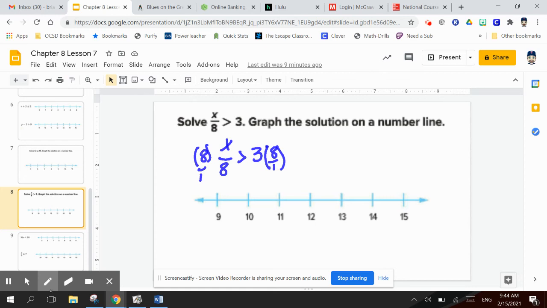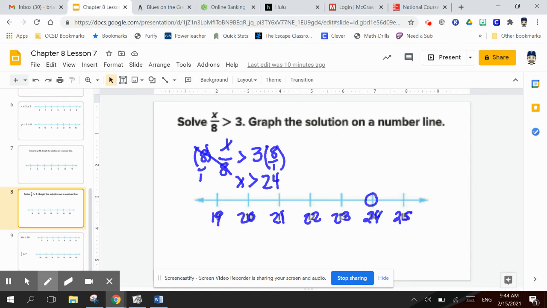Which would be, these two numbers will cancel out. I have x is greater than 8 times 3, which is 24. And let's just say we change our numbers here. This would be 24, 25, 23, 22, 21, 20, 19. So I would find 24.